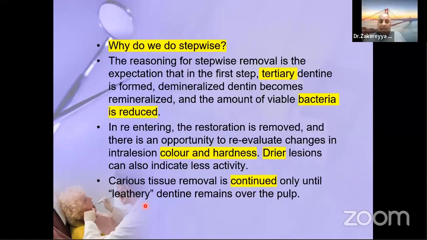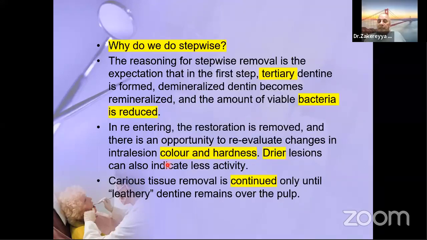Now, what's the rationale? Why do we do stepwise? The reason for stepwise removal is the expectation that in the first step, tertiary dentine is formed, demineralized dentine becomes remineralized, and the amount of viable bacteria is reduced. بيجي الزيارة القادمة, you re-enter again. The restoration is removed and there is an opportunity to re-evaluate changes.